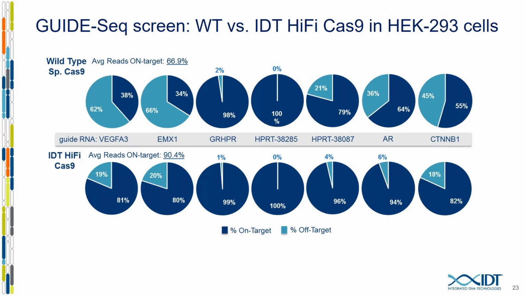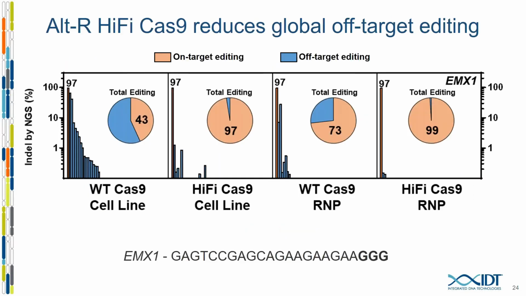So we took what we knew about these sites and we did the amplicon-based NGS, and we also upped the ante a little bit. We did both RNP delivery of wild type and HiFi, but we also created stable cell lines where we constitutively express wild type Cas9 or the HiFi mutant. These are essentially the same cell line, except we introduced the HiFi mutations into this wild type background.